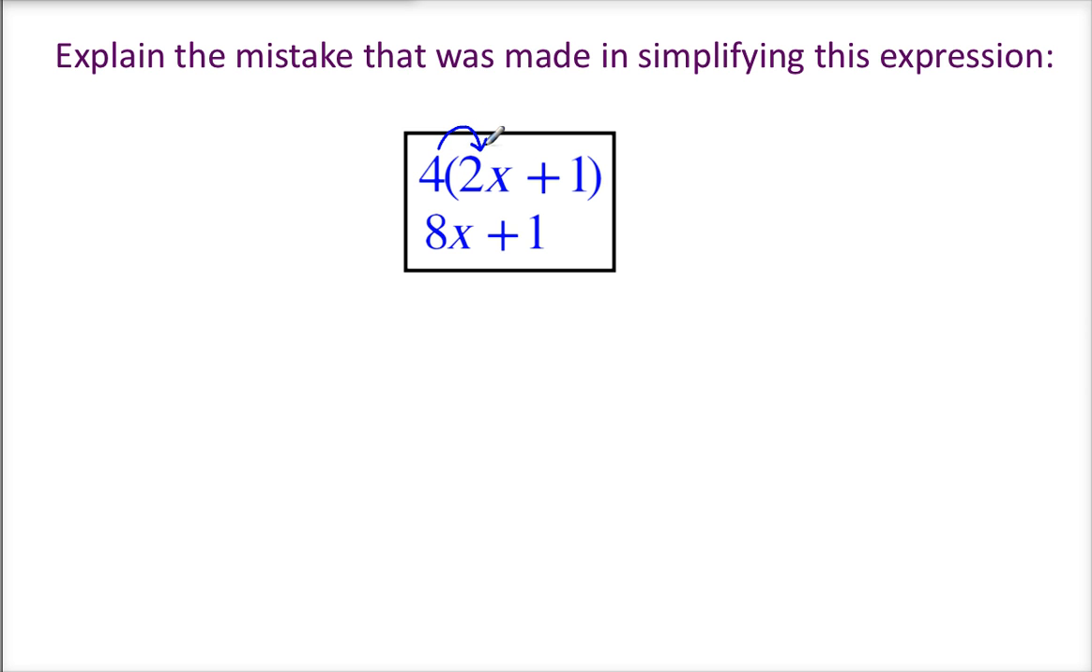So the steps to simplifying would be we need to distribute to get rid of the parentheses. So we would do 4 times 2x and 4 times 1. 4 times 2x is 8x, so that's where the 8x came from. That's great. And then 4 times 1 is 4. Oh, not 1. Okay, so there's the mistake, right? We forgot to multiply the 1 by the 4 as well. That's a common mistake that students make, is we forget to multiply everything inside the parentheses by the number out in front. So the mistake was we didn't multiply the 1 and 4.